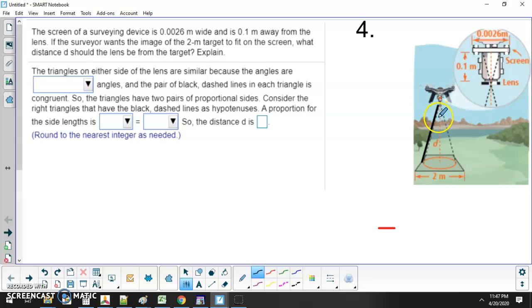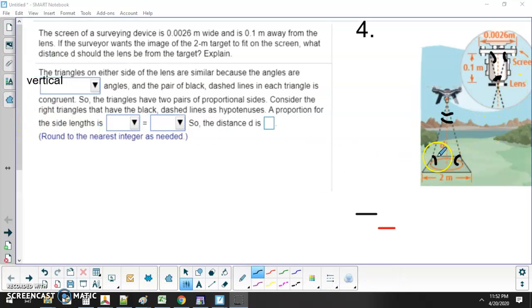first, the one thing that you can recognize is that inside this lens you have vertical angles forming. That's one necessity to prove that we have actual similar triangles going on. The other thing that they state here is that each pair of black dashed lines is congruent. So we have an isosceles triangle. As you see, I drew the markings on it here.